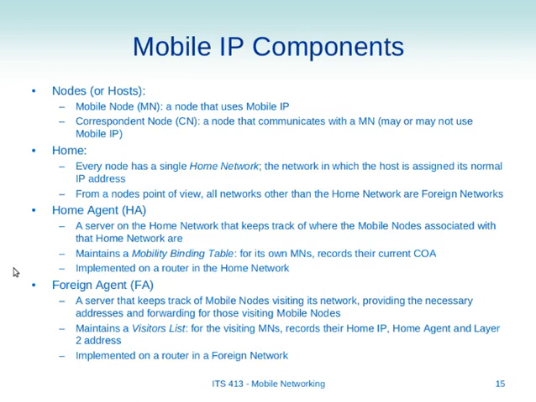We have foreign agents, and they keep track of the mobile nodes that are visiting their network. So they provide addresses when a node enters the network, and they perform the forwarding on their behalf. And they maintain a visitors list, the set of mobile nodes that are visiting, and some details about their addresses. Their home address, their home agent, and their layer 2 address, their MAC address, for example. And we'll consider them implemented on a router.